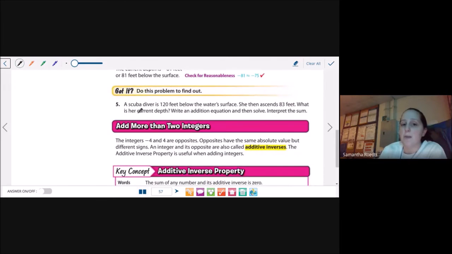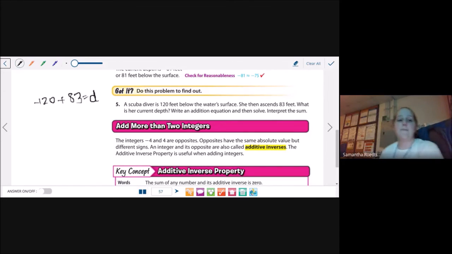So let's try it. A scuba diver is 120 feet below the surface. She then ascends 83 feet. What is her current depth? Write an addition equation and then solve. Interpret the sum. So she started at 120, and that's below, so negative, plus she ascends or goes up 83, and that's my current depth.